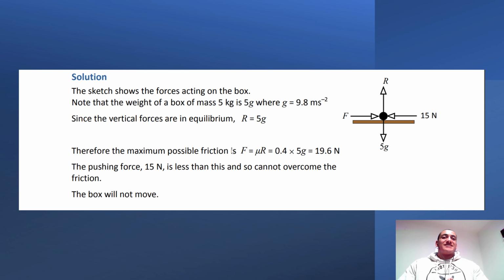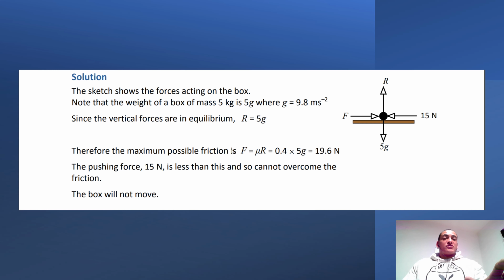So let's look back at the question. It says, will the box move? This is the maximum amount of friction, 19.6 newtons, and the opposing force is 15. So the box will not move, because the 15 newtons is 4.6 newtons less than what is required to even begin moving the object.